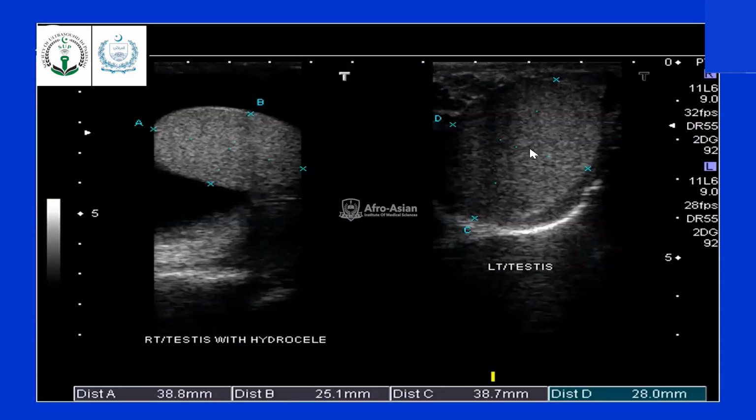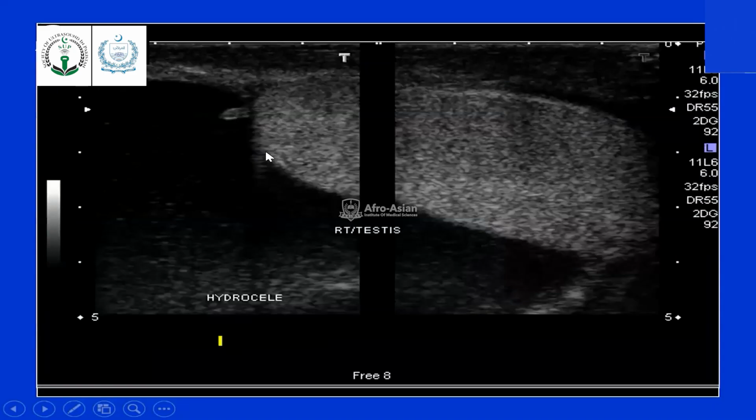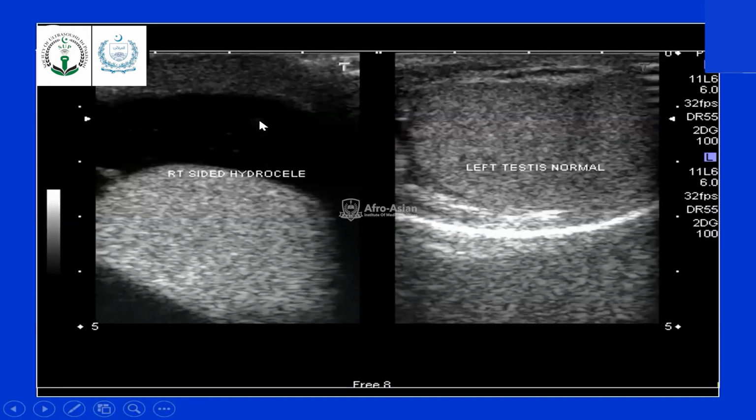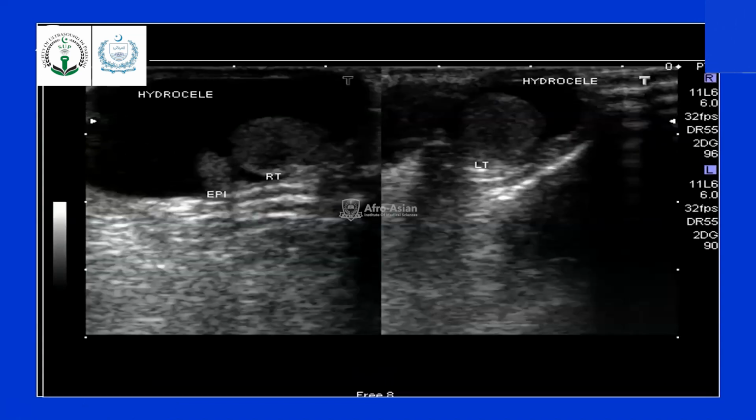This is the normal testicle, and here you can see the fluid in the tunica vaginalis. Here is a hydrocele with internal echoes, which can be pus. When it is pus, it is pyocele. So internal echoes are there, and here is an appendix of the testis at the upper pole. It's another fluid. Some cases of hydrocele.